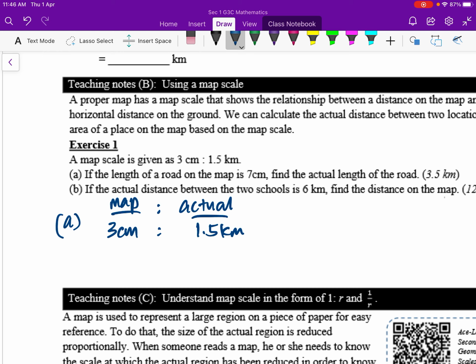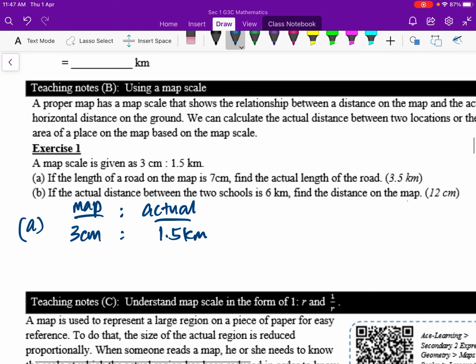Okay? So remember we said ratio doesn't have units. By right, it shouldn't have units. When we say no units, they are actually the same units. 1 is to 2. So it could be 1 apple to 2 apples, 1 cm to 2 cm, 1 liter to 2 liters. If I am deliberately writing out the units, it is because the units are different. So 3 cm to 1.5 kilometers.